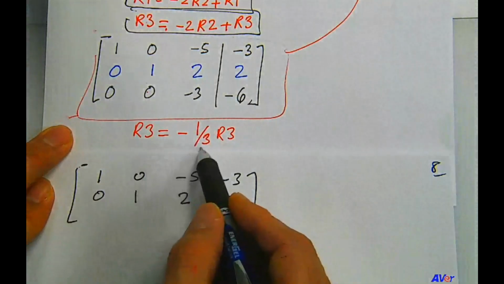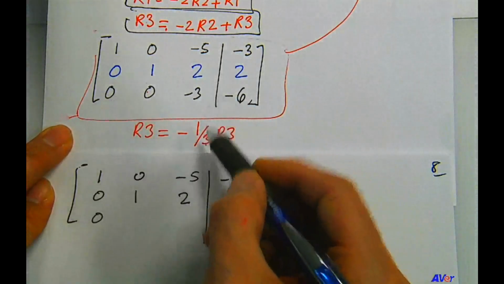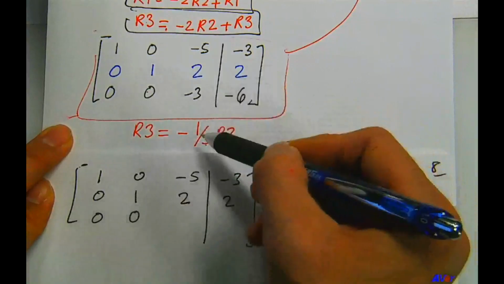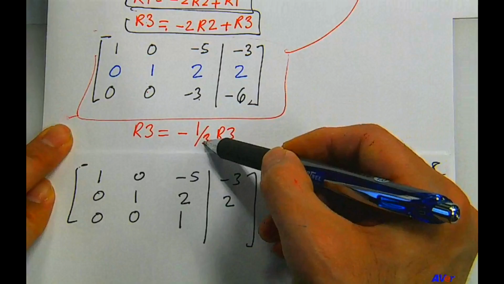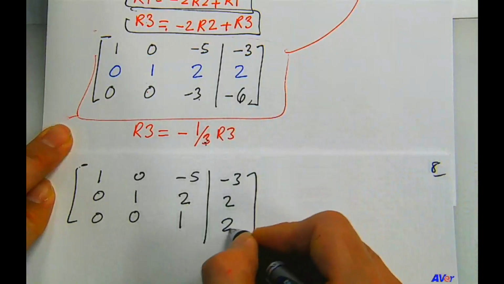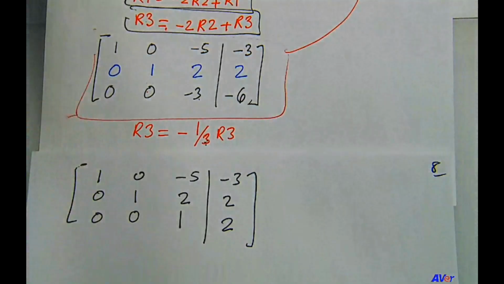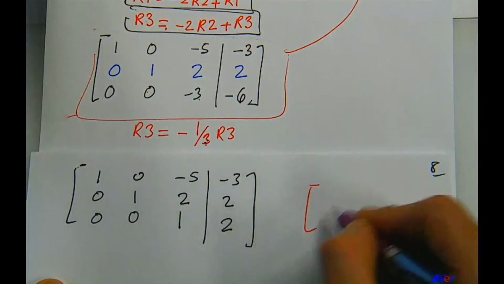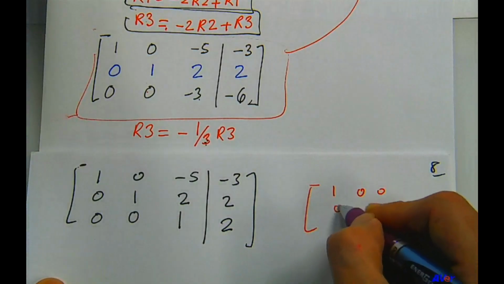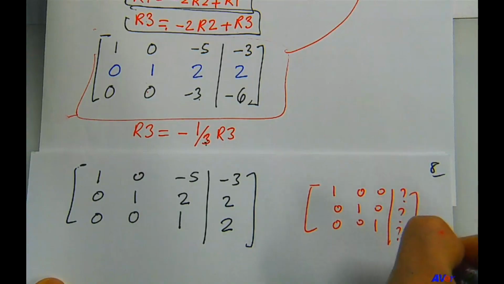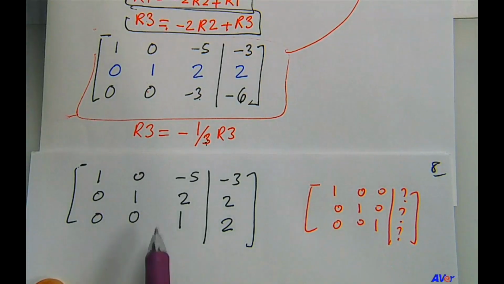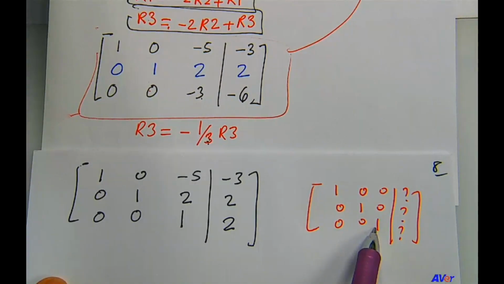Now this one, multiply this whole bottom row, row 3, by negative 1 over 3. So we have negative 1/3 times 0, 0. Negative 1/3 times 0, 0. Negative 1/3 times minus 3, positive 1. Negative 1/3 times minus 6, positive 2, right? So compare this with what our objective matrix is, which is that one, right? So we just got the diagonal 1 in the third column.